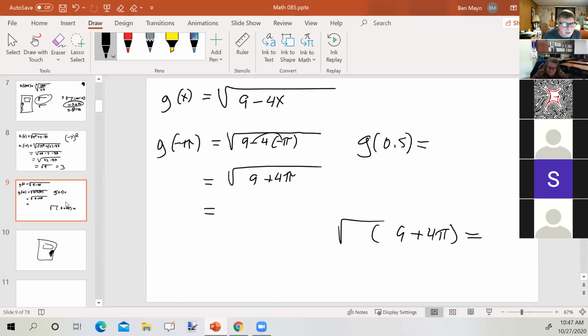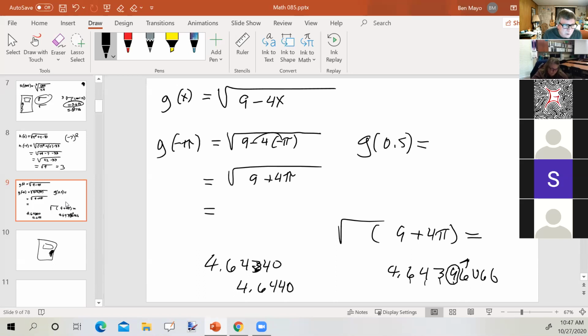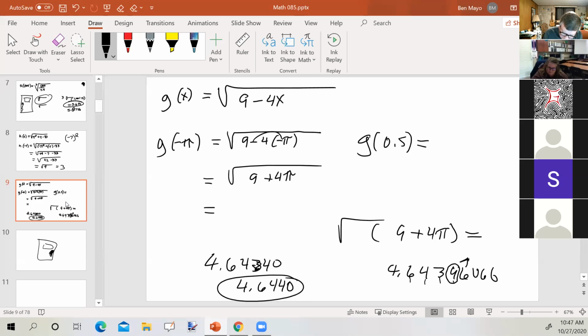And it said to the nearest 10,000th, I'm getting 4.64396066. 10,000ths would be right there. Tenths, hundredths, thousandths, 10,000ths. The 6 would round up, so I'm going to get 4.643, oh, that's going to become a 40. So 4.6440 would be the correct answer, 4.6440. Any questions about that?